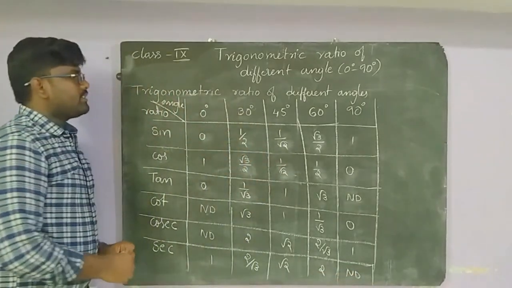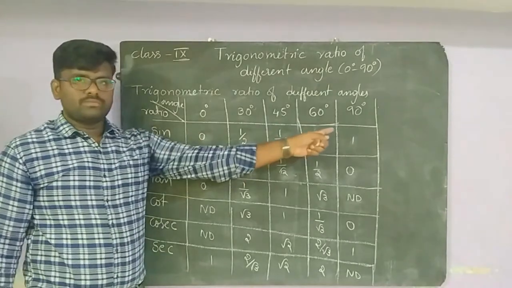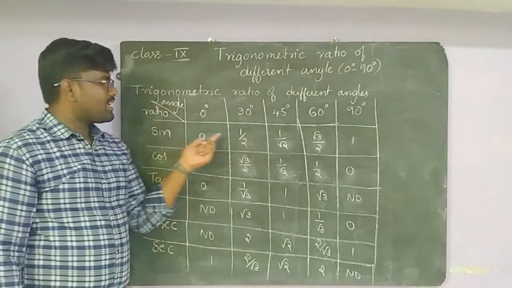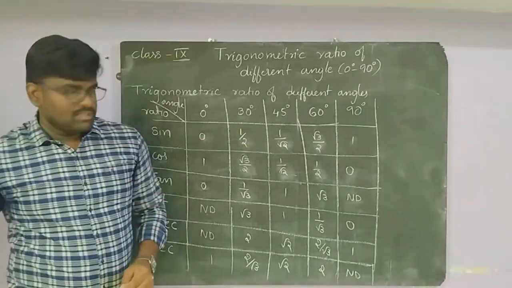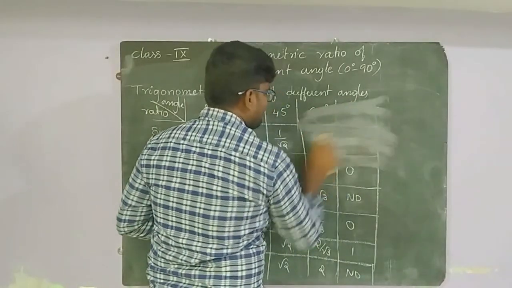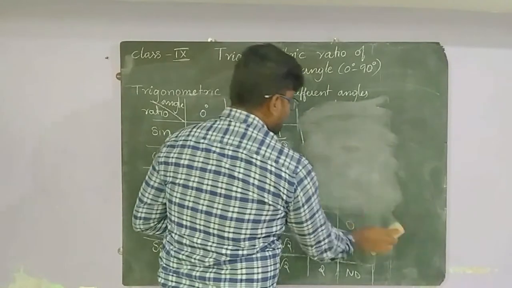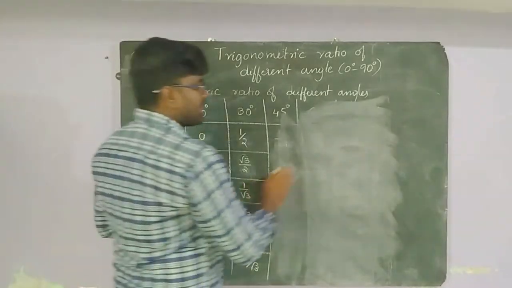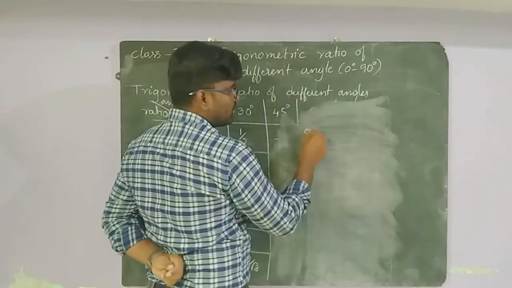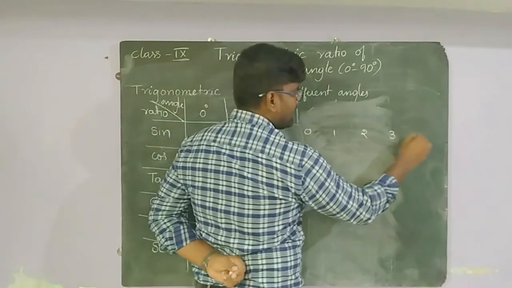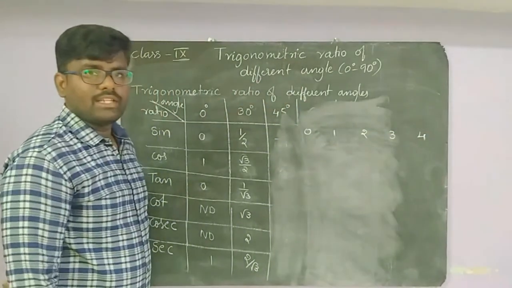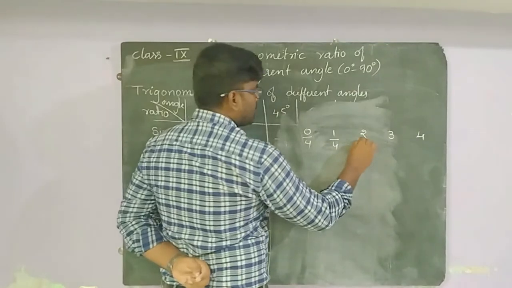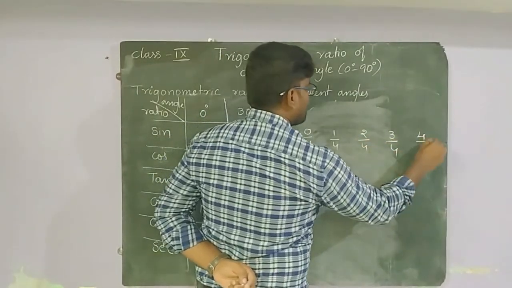Okay. Just here, how can we remember the first row? When you remember the first row, we can fill the remaining rows. How can we remember the first row? If you remember this simple thing, we can get the first row. First we write 0, 1, 2, 3, 4. Divide each number by 4: 0 by 4, 1 by 4, 2 by 4, 3 by 4, 4 by 4.